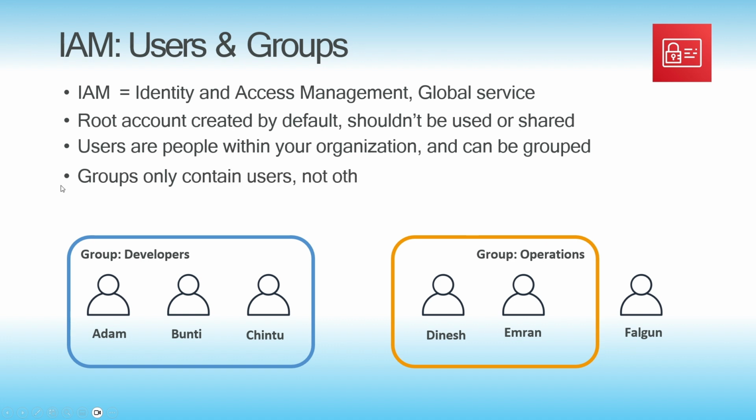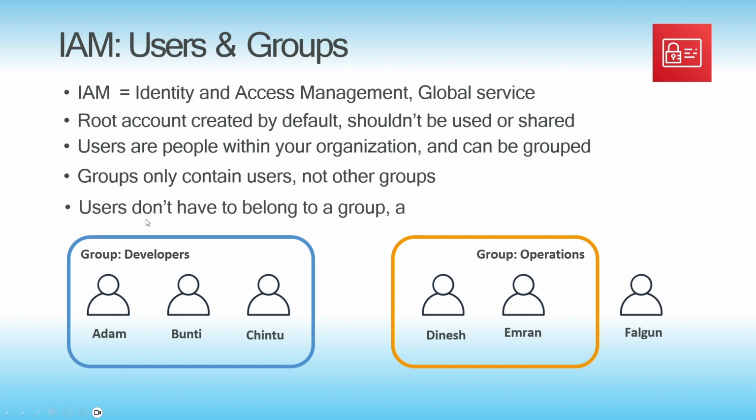So groups can only contain users. Like here, the developer group has Adam, Bunty, and Chintu, but we cannot add another group, like the operation group, inside it. So we cannot associate one group with another group. We can only add users over there.